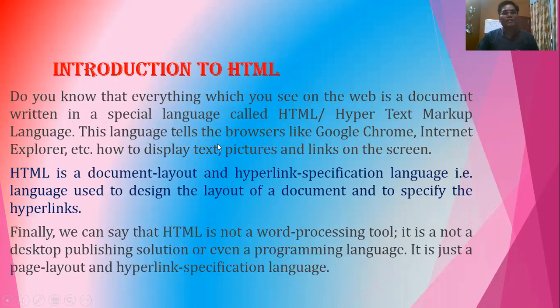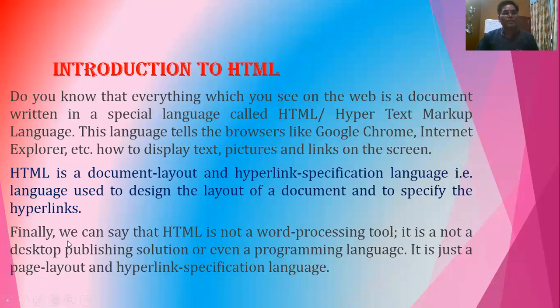This language tells browsers like Google Chrome, Internet Explorer, etc., how to display text, pictures, and links on the screen. In what way the text, pictures, or links should be displayed on the screen, it tells the browser. So HTML is a document layout and hyperlink specification language, used to design the layout of a document and to specify the hyperlinks.